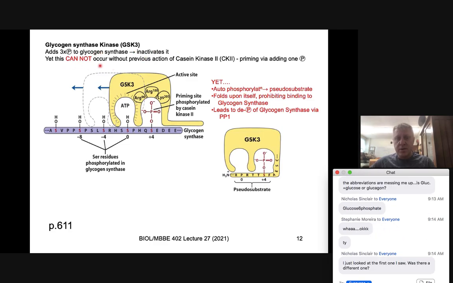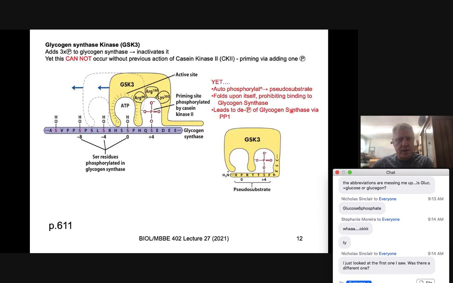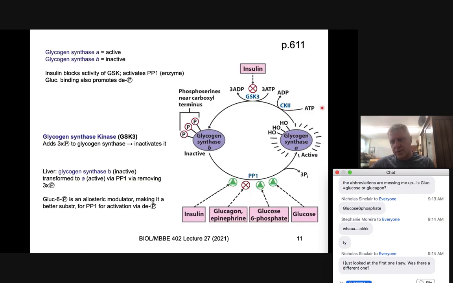But this cannot occur unless there is a priming system. And we've seen this priming system here. So to transition the active form to the inactive component, we need to rely on another enzyme, a kinase. I think it's, what's it called? A casein kinase number 2. The casein kinase number 2 to prime the whole phosphorylation event. Remember, I told you take 1 off, take 2 off, take 3 off. Until you've got all 3 off, it's still in its inactive state.